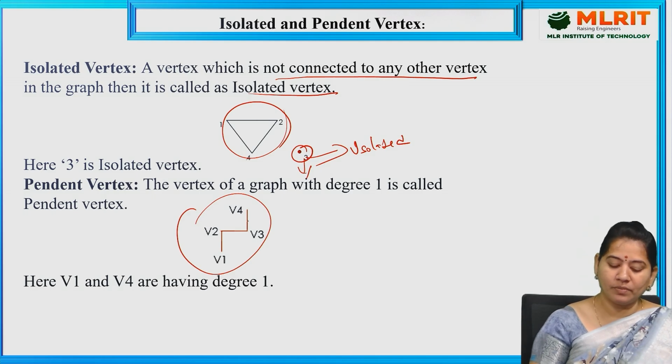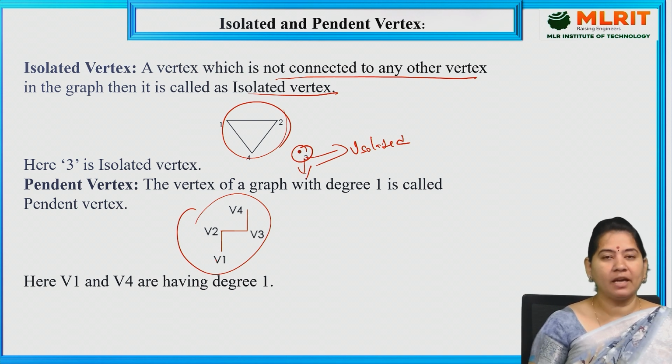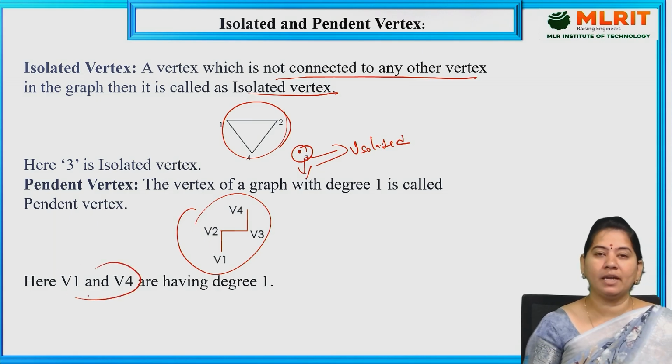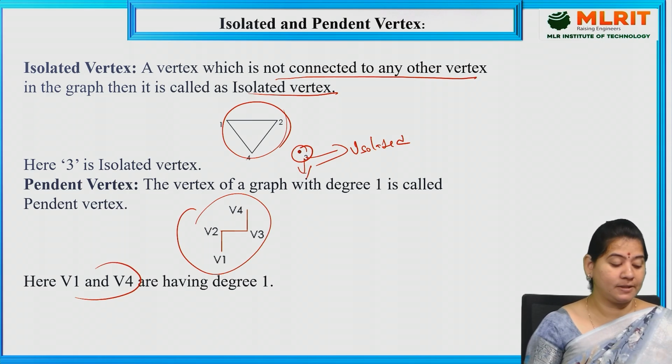Now V4 is having only 1. V3 is having 2 edges, so the degree of V3 is 2, and the degree of V2 is also 2, and V1 is having only 1. So V1 and V4 are the only ones having degree 1. That's why they are called pendant vertices.